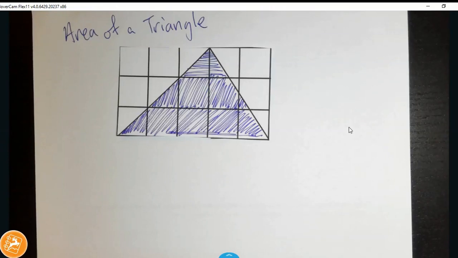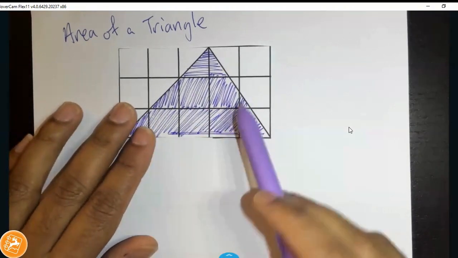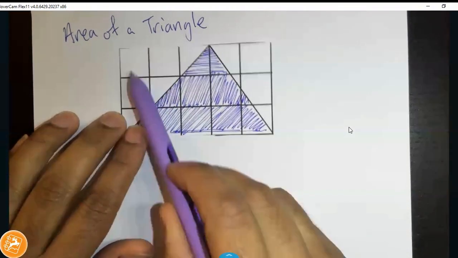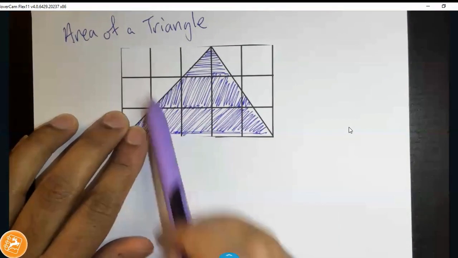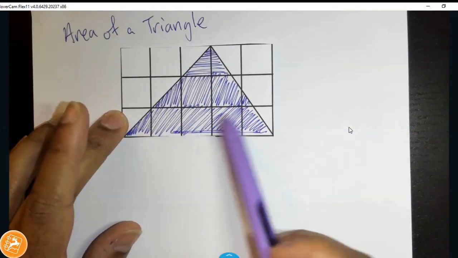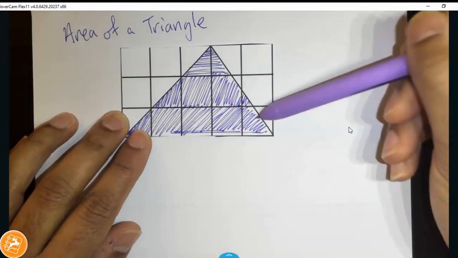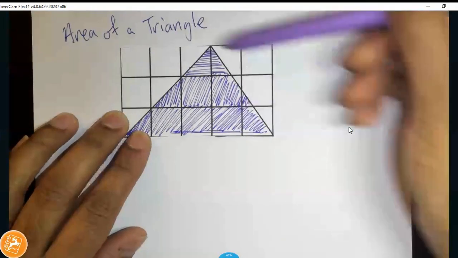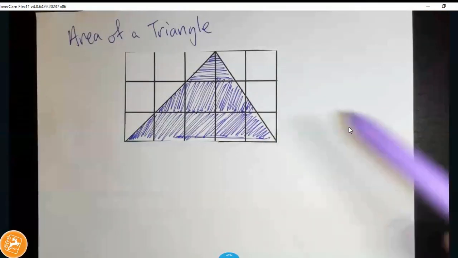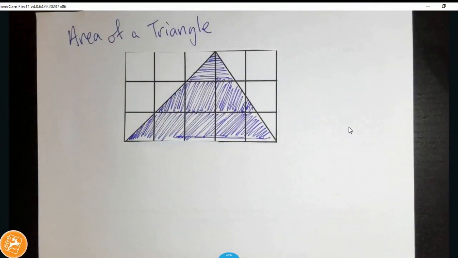Alrighty, today we're going to look at finding the area of a triangle. Now, you already found out how to find the area of a rectangle. For example, this one has a base or a length of 1, 2, 3, 4, 5. It has a height of 1, 2, 3. So this whole rectangle would be an area of 15 units squared.